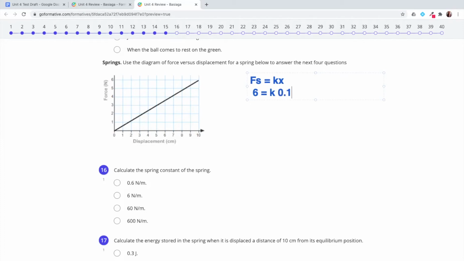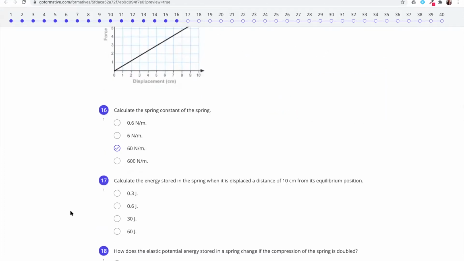Make sure you change 10 centimeters to meters. Dividing by 0.1 on both sides gives K is equal to 60 newtons per meter. For 17, you have 2 choices. You can use your potential energy as 1/2 kx squared. So in that case, that would give you 1/2 times a K value of 60 times 0.1 squared. This gives a spring potential energy of 0.3 joules.